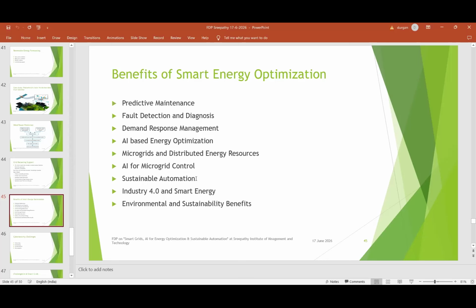Then Industry 4.0 and smart energy, emerging techniques are adopted. Then environmental sustainability is also benefited by the smart energy optimization methods. Okay, so these are all the advantages of smart energy optimization.